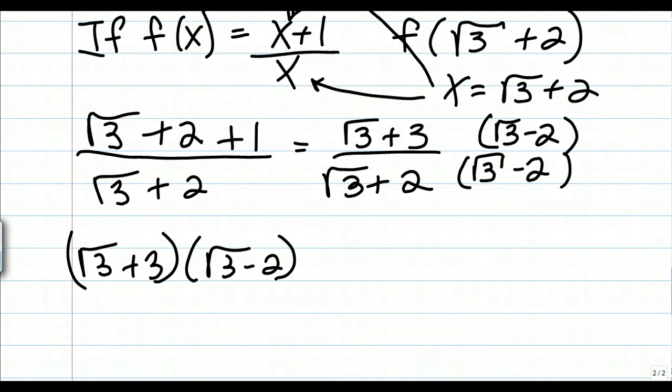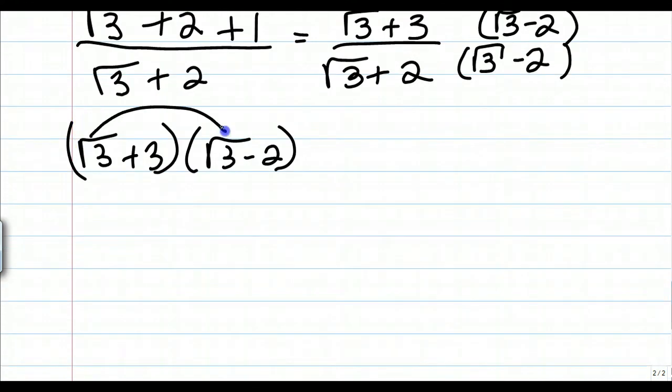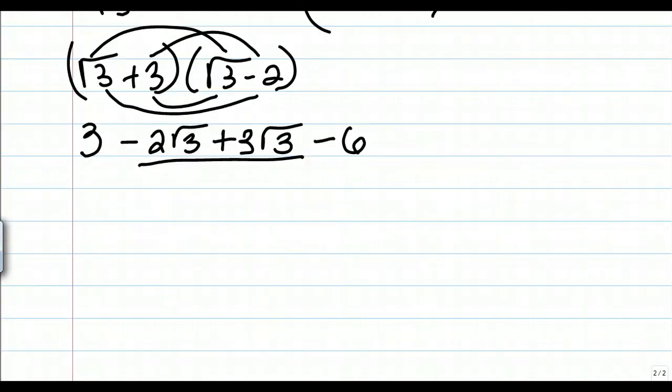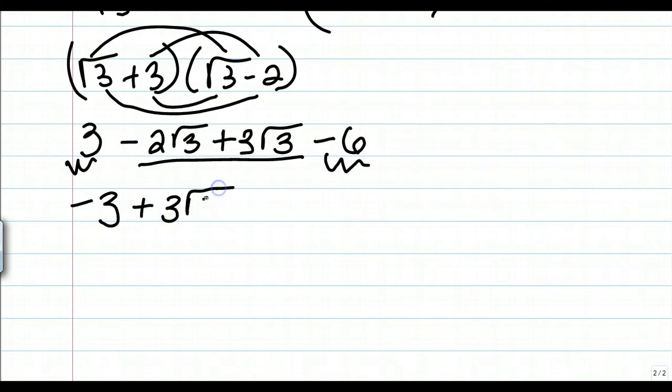I have to FOIL that one first. I have radical 3 times radical 3 is radical 9. Square root of 9 is just 3. Here I have negative 2 radical 3. Here I have plus 3 radical 3. And here I have negative 6. I can combine these two because they're like terms, and I can combine these because they're like terms. So I'm going to have 3 minus 6 is negative 3, and 3 minus 2 is positive 3 radical 3. So this is the top part of my fraction.